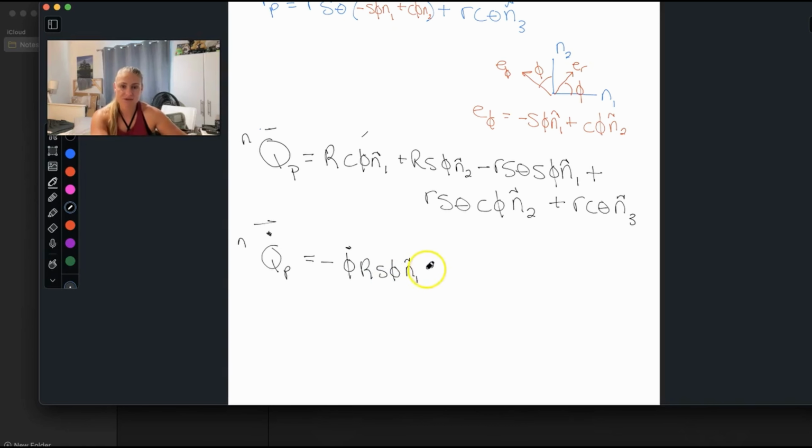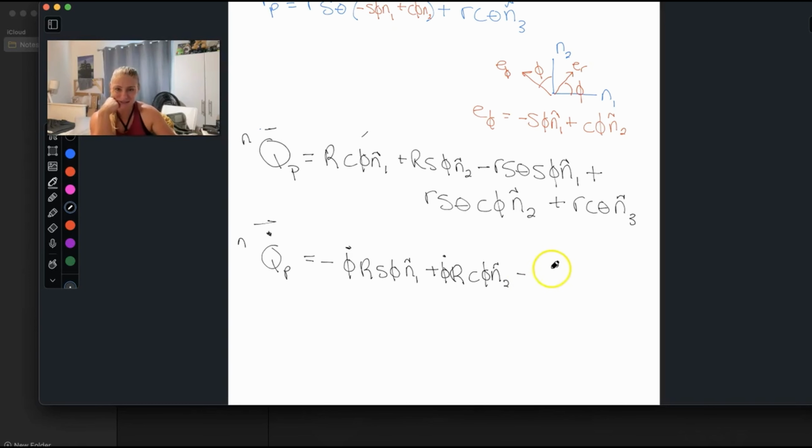That's done. Second term, again, big R is constant, N2 is constant. So we will have an R, we're going to have a phi dot cosine phi N2 minus, now we will have to use the product rule. So either way you do, you're going to have to use product rule. At least you don't have to take a derivative of a unit vector, but you will have to take a product rule. Interesting. This is the first time I'm doing it.